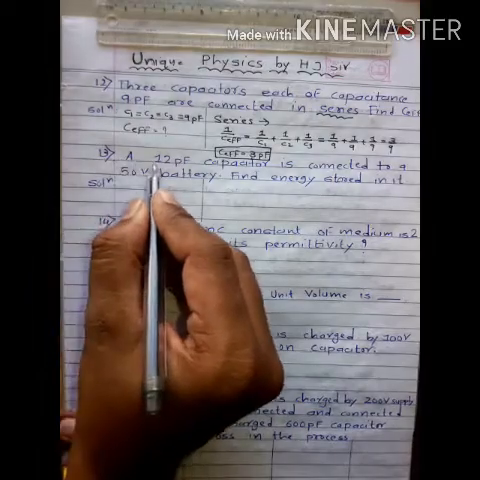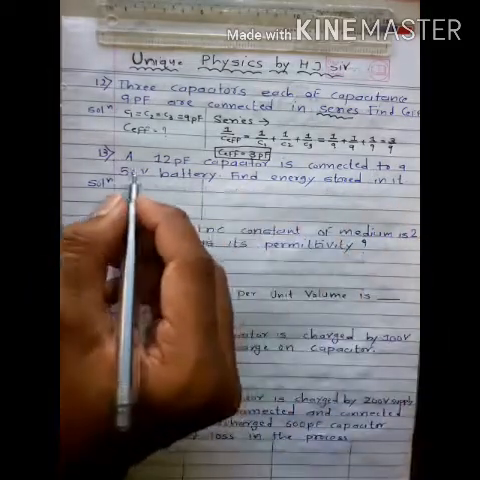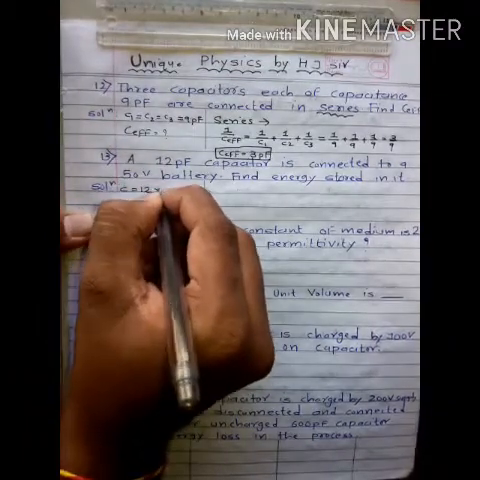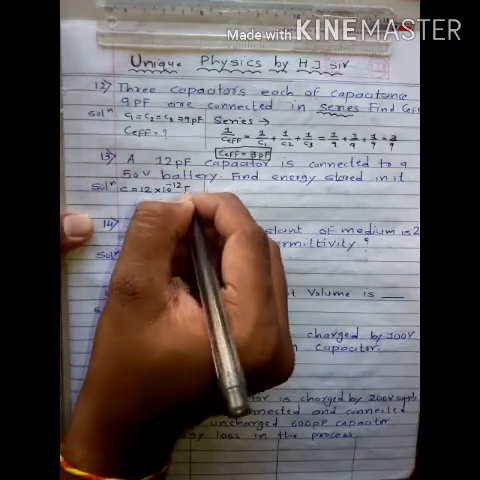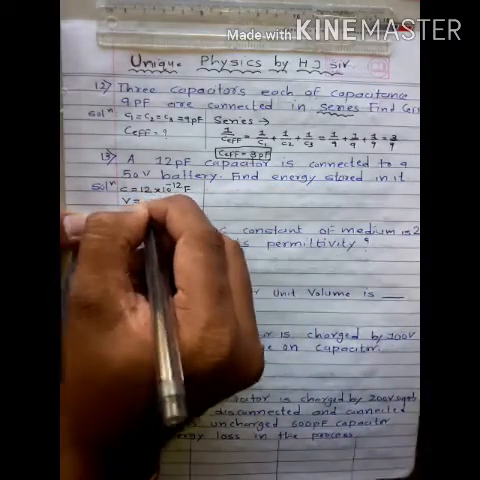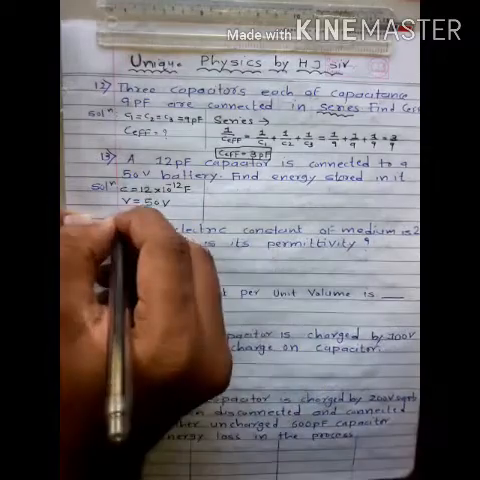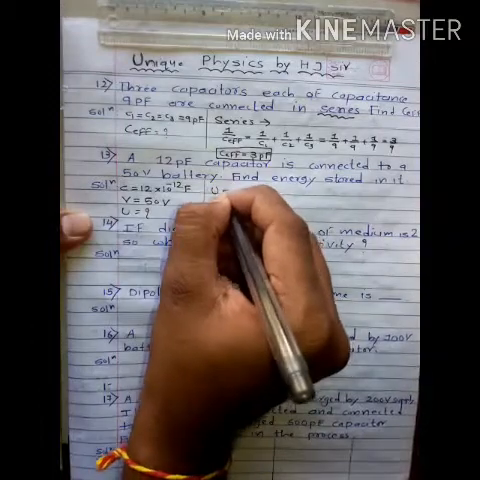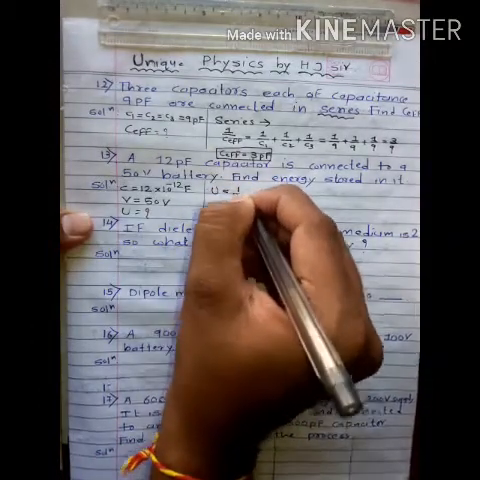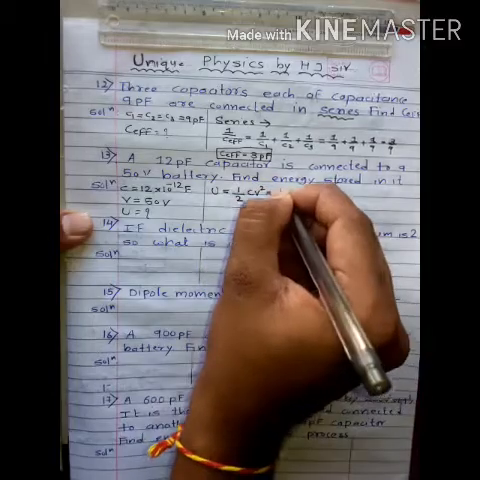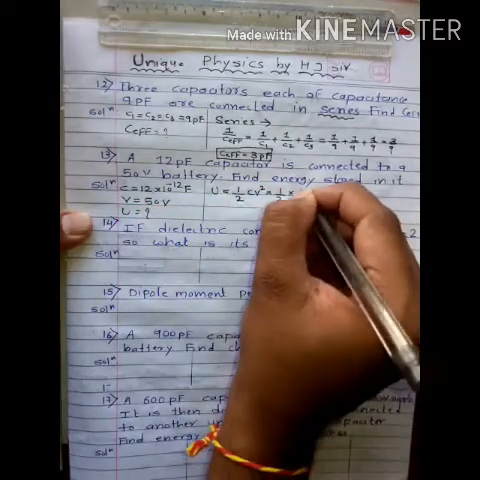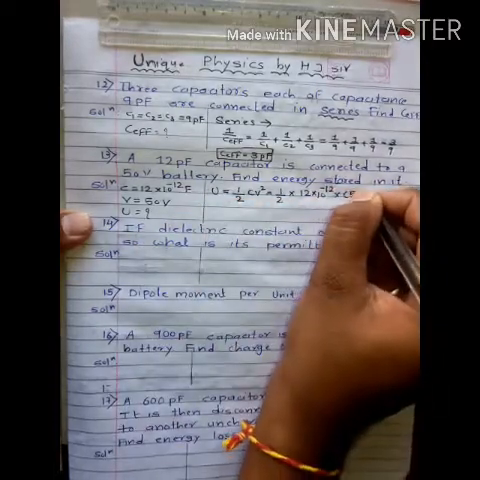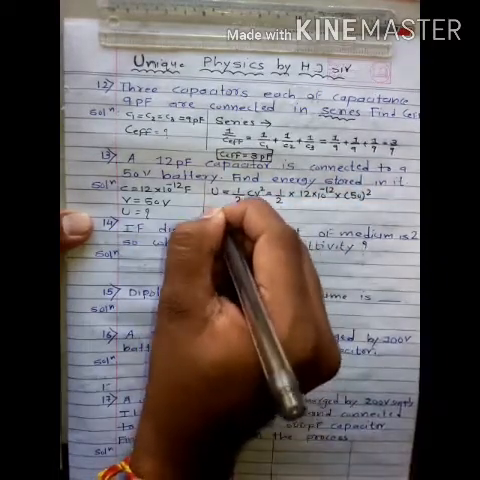13 number. A 12 picofarad capacitor is connected to a 50 volt battery. So we have capacitance 12 picofarad, 12 into 10 raised to minus 12 farad. Voltage of battery is 50 volt. Find energy stored, so here we want U. Remember this equation, energy stored in a capacitor is given by 1 by 2 CV square. So 1 by 2 as it is, C capacitance 12 into 10 raised to minus 12, V square means 50 square. Clear? So try to solve this term.